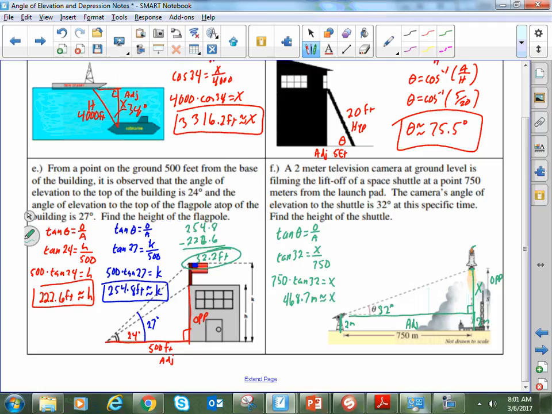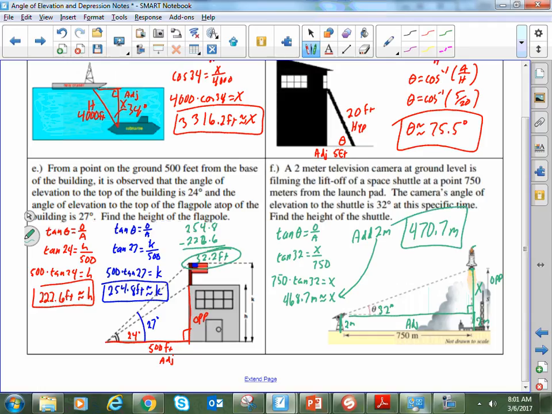But it wants to know from the ground. So remember, this triangle that we're forming is 2 meters above the ground. The base of the triangle is 2 meters above the ground. So I have to add 2 meters to my calculated value here, and that would give me about 470.7 meters for my overall height.